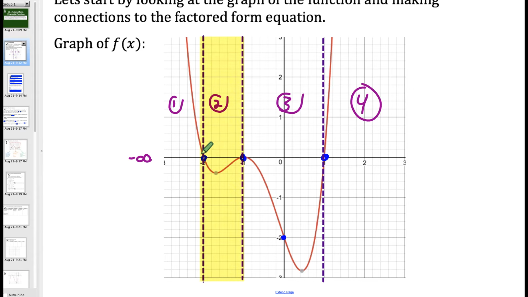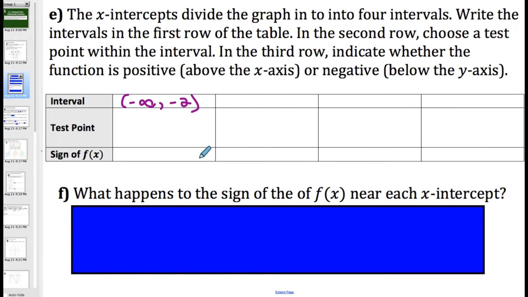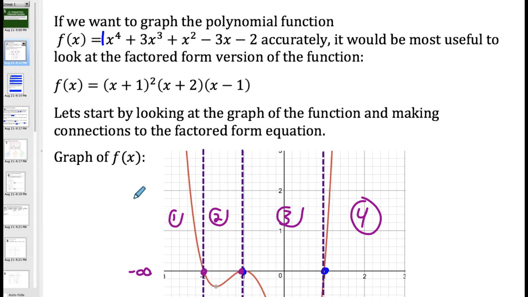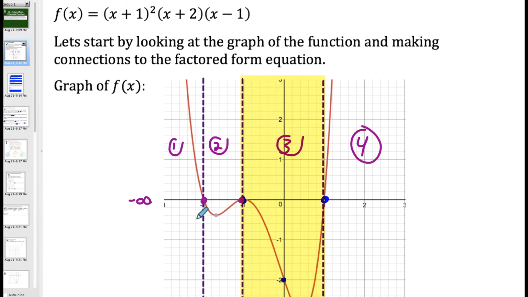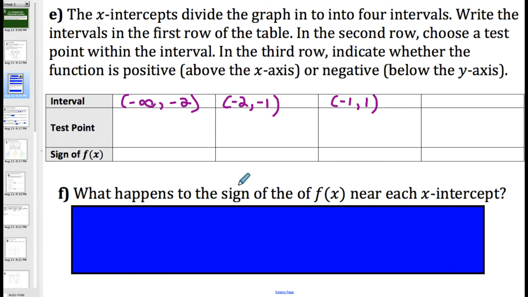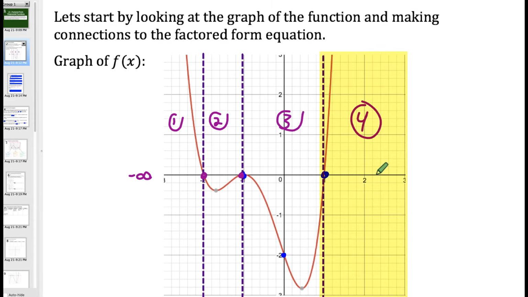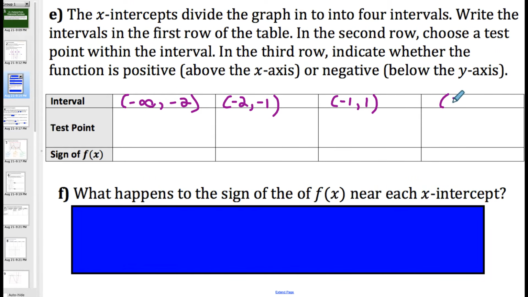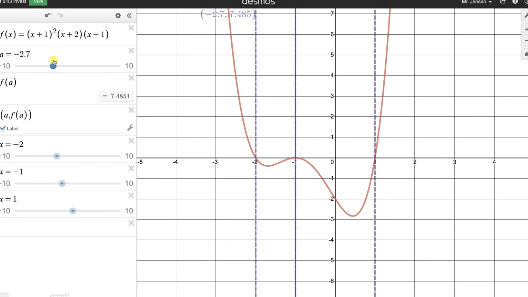The next interval would be from negative 2 to negative 1. In interval notation, that looks like this, from negative 2 to negative 1. Interval 3 would be from negative 1 to 1. And interval 4 would be 1 to infinity. And as we fill in the rest of this, I'm going to refer to this graph in Desmos to help us calculate these values. Okay, so I have Desmos with the graph of that function.